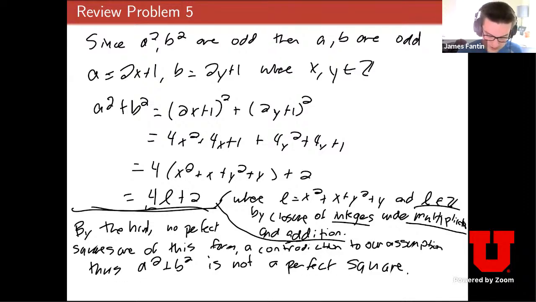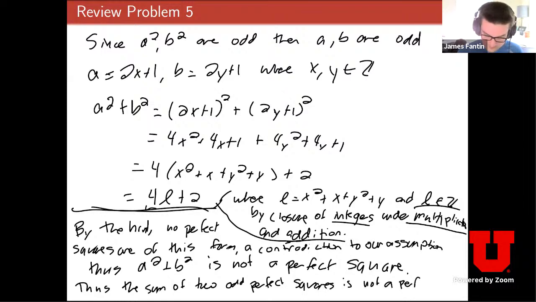And you could restate, if you wanted to: so thus, the sum of two odd perfect squares is not a perfect square. Like this, which is nearly the same thing as saying thus no counterexample exists, right? So the original statement's true.